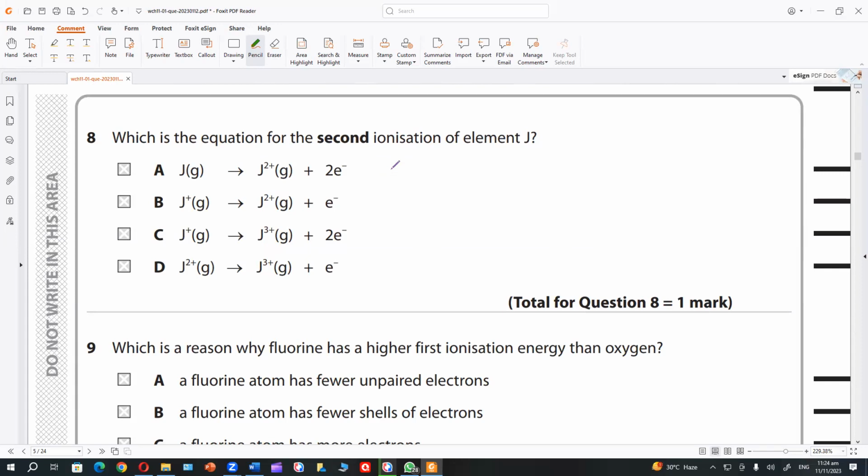Which is the equation for the second ionization of element J? Second ionization means the release of the second electron. So J+ goes to J2+ plus e-. Very good.